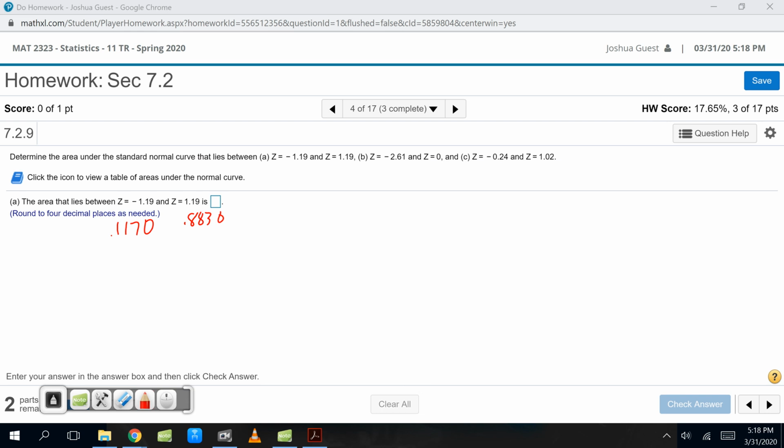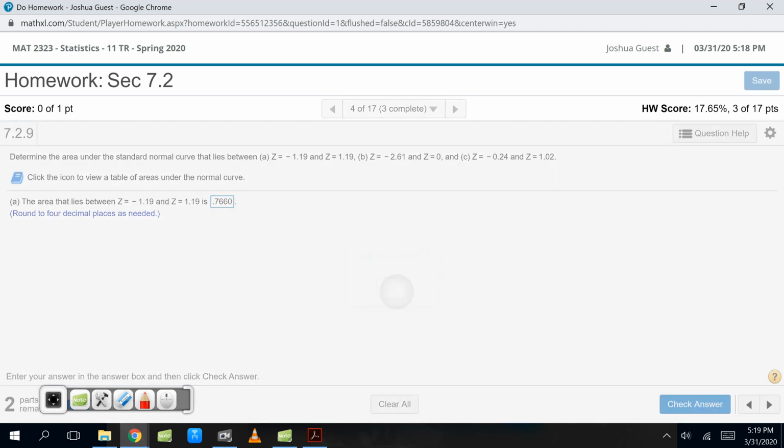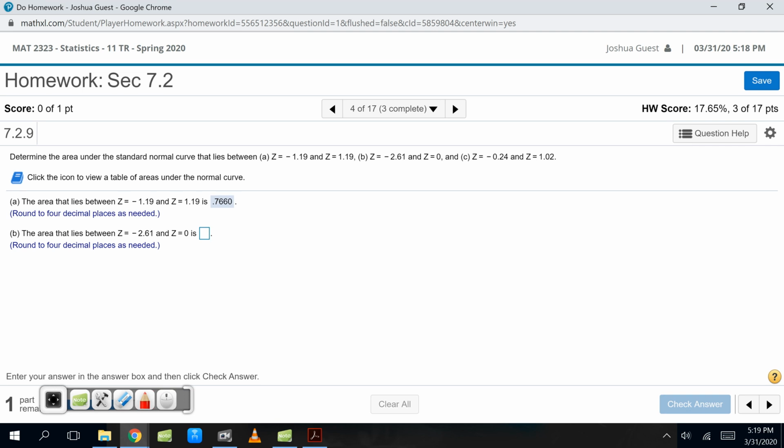So then I do the larger minus the smaller, 0.8830 minus 0.1170. That's going to borrow 1 from here. It's going to be 6 and 6 and 7. So 0.7660 is the difference. That's what goes in there. 0.7660. There it is. All right, so between the two, you subtract.